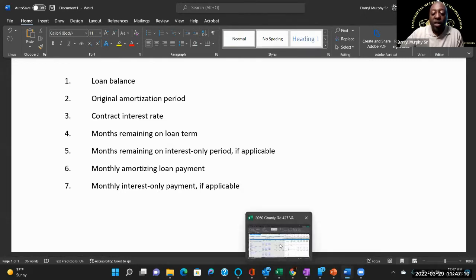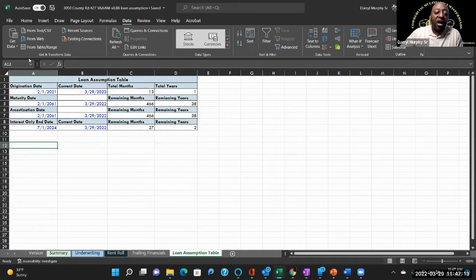So what I've done, I made my own little table here, as you can see. It's called a loan assumption table, where I just put in the origination date, and then I put in the maturity, that amortization, and then I put in today's date right here, and it calculates to tell me what's remaining. What is the remaining months on this particular loan? Now, for this loan, there is no interest only, so we're going to skip over that one.